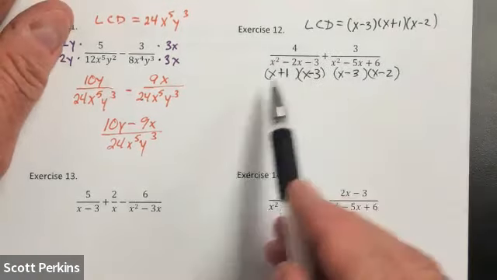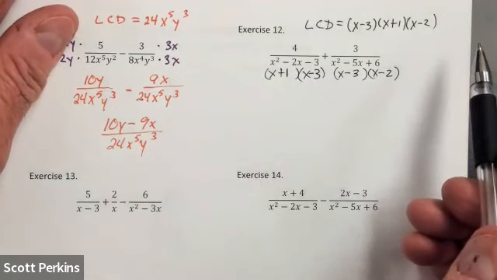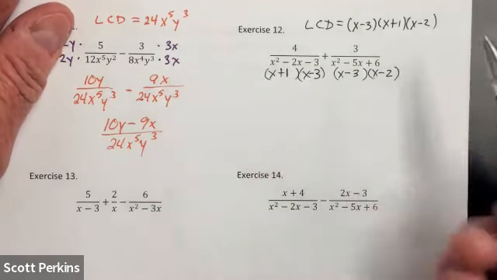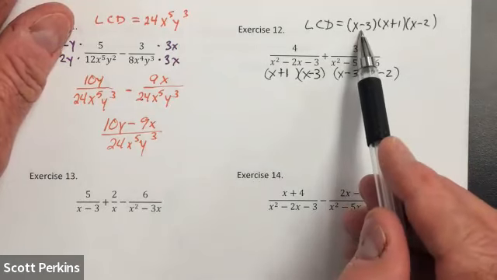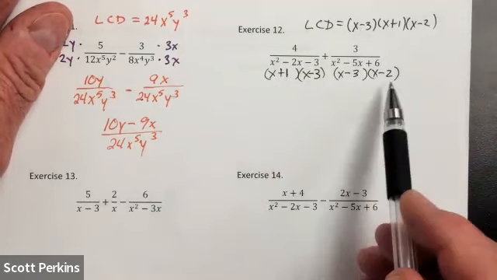So your least common denominator is one of everything you see. And then if there's ever powers, you take the highest power. And one of everything I see is I see an x minus 3, I see an x plus 1, and I see an x minus 2.